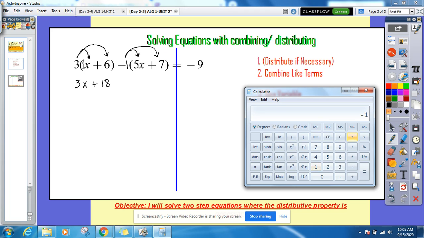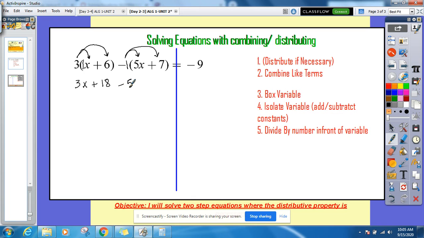Let's see, negative 1 times 5 is negative 5. Then negative 1 times 7 is negative 7. So we have negative 5, and there was an x connected to it, minus 7. And then we could bring down our equal sign and bring down our negative 9, and we're done with step 1. So we've had to distribute here.